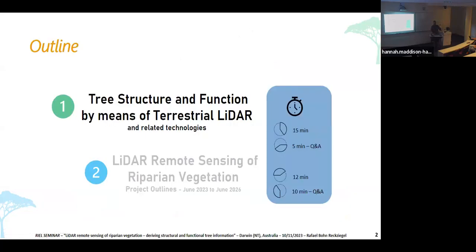So today I'll first introduce you to the world of tree structure and function through LiDAR technology, which is pretty much what I developed during my doctoral studies. And secondly, I'll talk about assessing the riparian vegetation using LiDAR remote sensing.